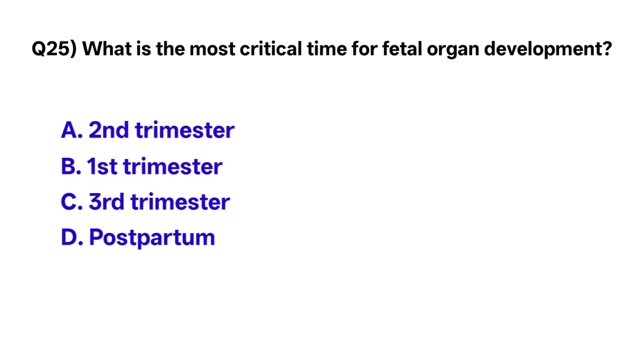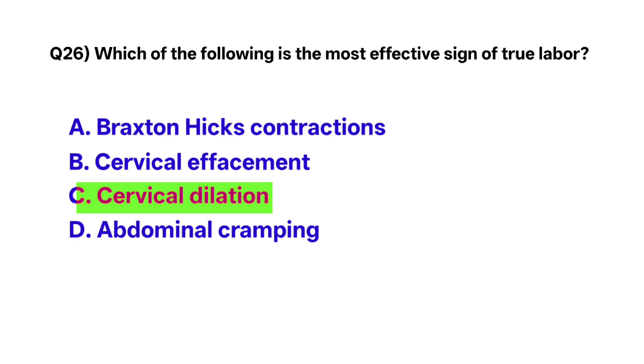Question number 25. What is the most critical time for fetal organ development? The correct option is B. First trimester. Question number 26. Which of the following is the most effective sign of true labor? The correct option is C. Cervical dilation.